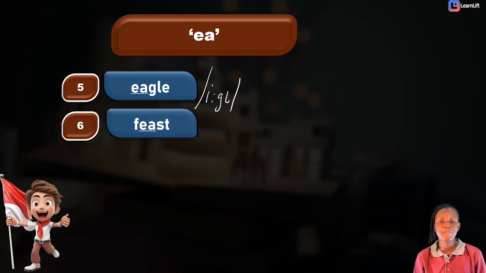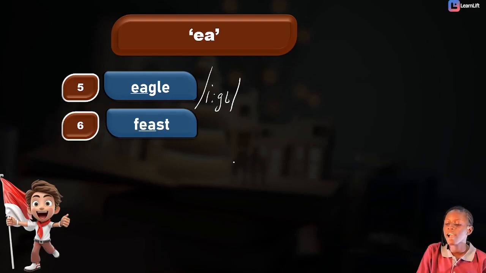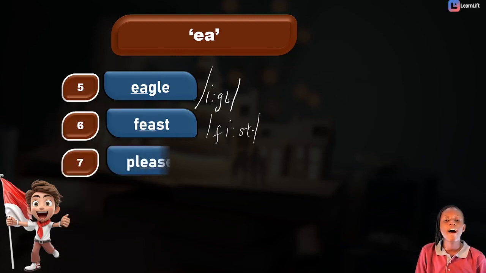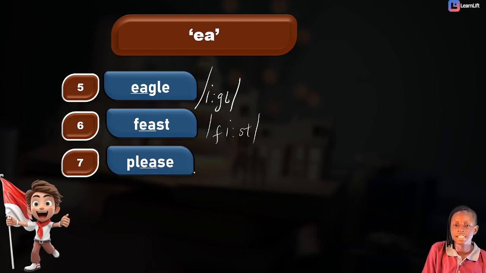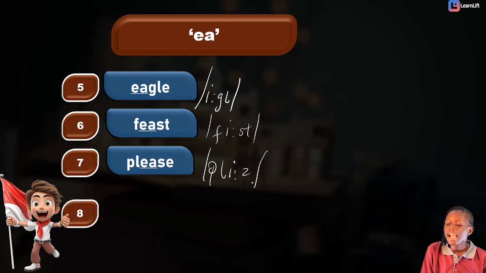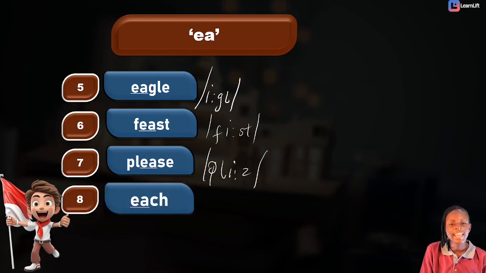Next we have our feast. The feast of unleavened bread. Feast. Now my feast, I have feast. Next up I have please. Please. My please, I have ease. Please. Next I have eat. Eat.